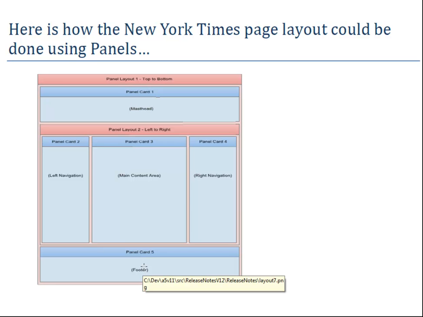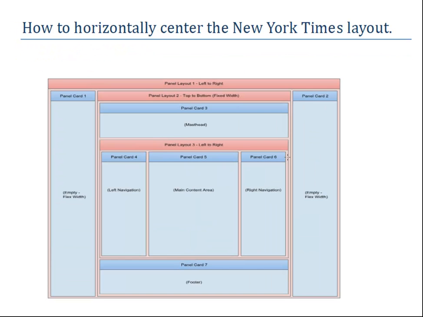Now, if we were to display this layout in a browser, the page would be left justified on the screen, but the New York Times is actually centered on the screen. So let's go now and take a look at how that layout shown in the previous slide could be modified so that the actual content page is horizontally centered in the screen. And we do that by simply adding the entire layout into another panel layout with an empty panel card on the left and an empty panel card on the right, and then the actual complex structure, which is now in a panel layout, in the center.